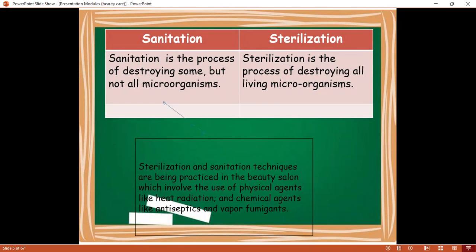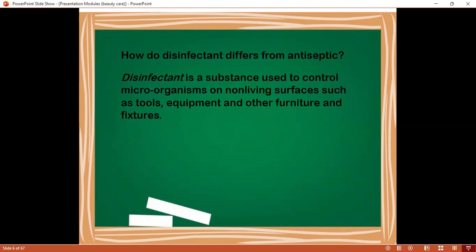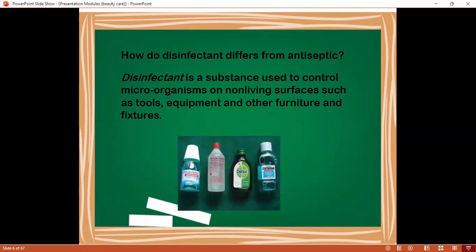Sterilization and sanitation techniques are being practiced in the beauty salon, which involve the use of physical agents like heat radiation and chemical agents like antiseptics and vapor fumigants. How does a disinfectant differ from an antiseptic? A disinfectant is a substance used to control microorganisms on non-living surfaces such as tools, equipment, and other furniture and fixtures.